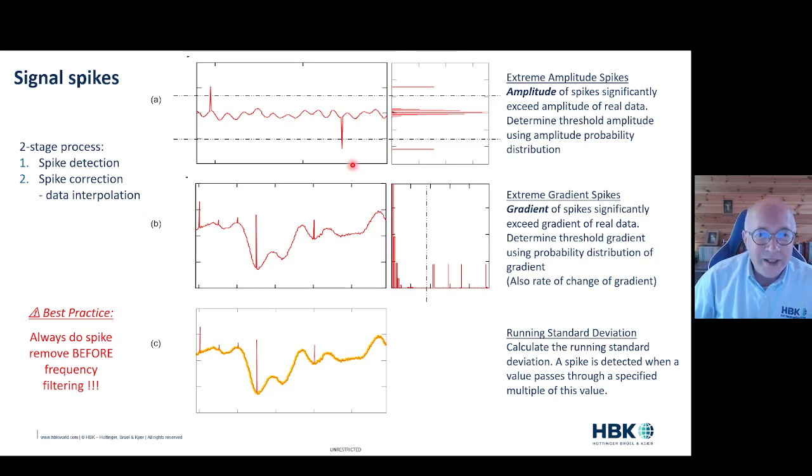And again, what we can do is we can look at the probability distribution of gradient or second derivative, and again we'll start to see that the spikes really stand out. And now we'll look at the gradient of the data, and when we've found that gradient we can smooth over it through interpolation. And finally, we can also look at a statistical method.